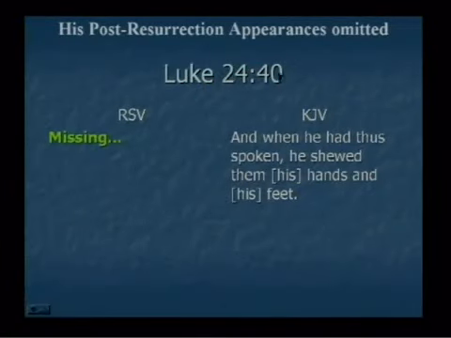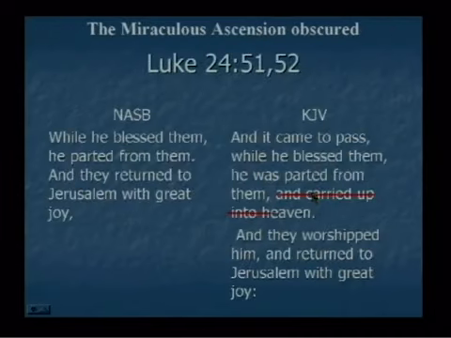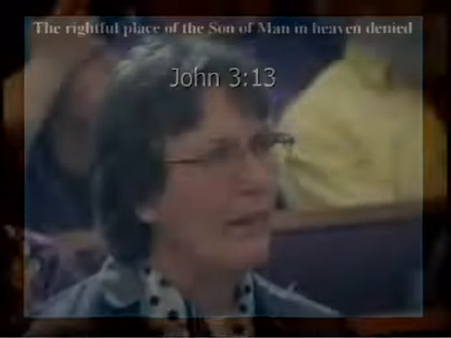Post-resurrection appearance omitted, Luke 24:40, RSV missing. King James: And when he had thus spoken, he showed them his hands and his feet. So they took out Mark, so they take it out in Luke as well. What about his miraculous ascension? And he was carried up into heaven, and they worshipped him. Gone, gone. While they blessed him, he departed from them, and they returned to Jerusalem with great joy. It's just gone, leave it out.